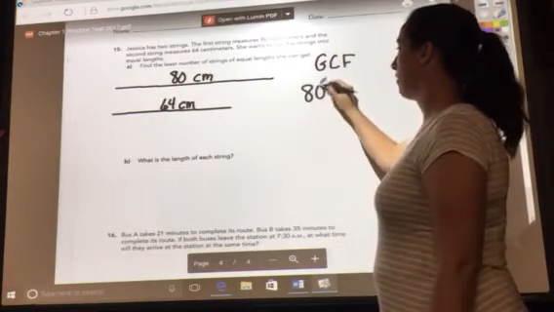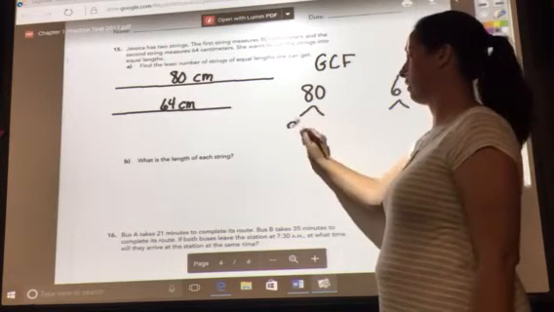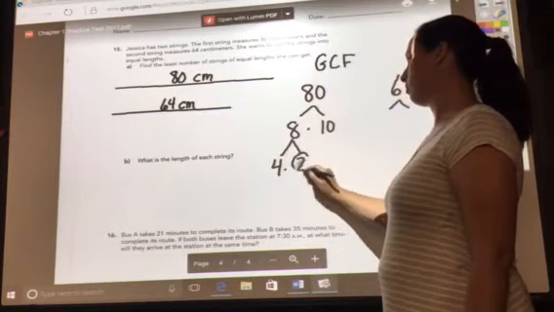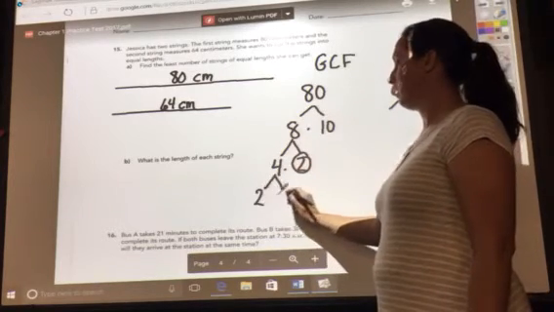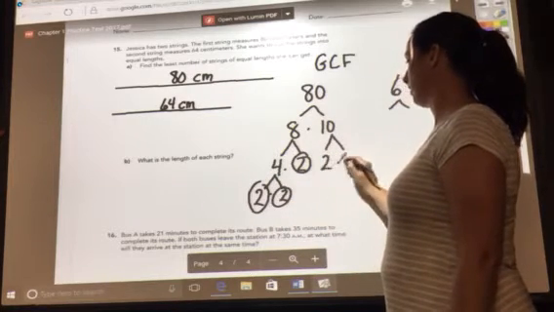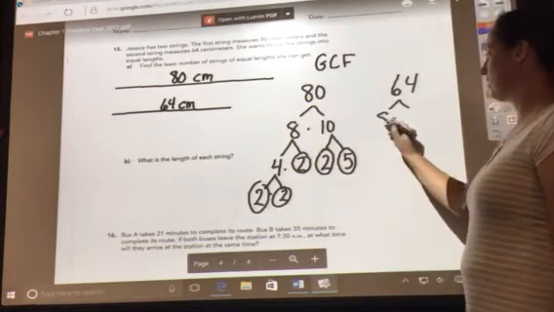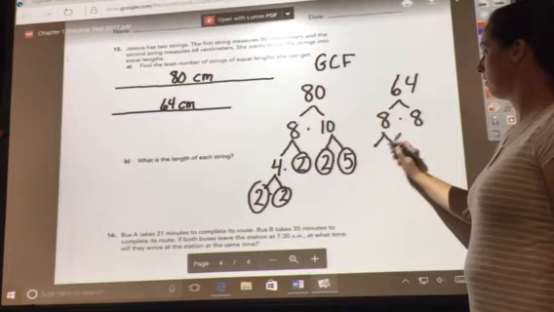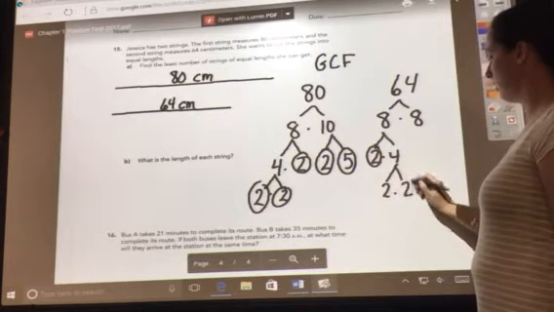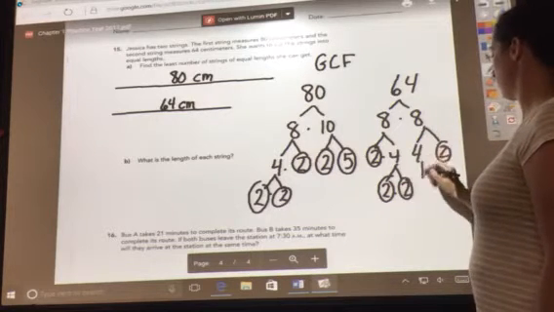And so the method that we've been working on for greatest common factor is just using our trees. So we have 8 times 10, 4 times 2, and 2 times 2. And 10 can be broken down into 2 times 5. And we're breaking them down into prime factors. 64, 8 times 8, 2 times 4, and 2 times 2. And I'll do the same thing for the other one.